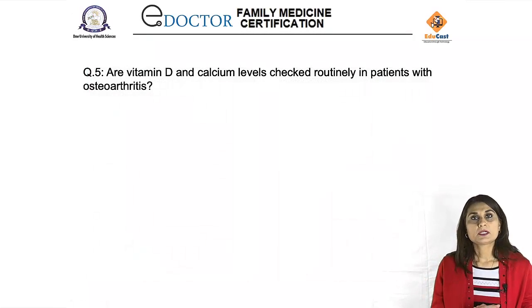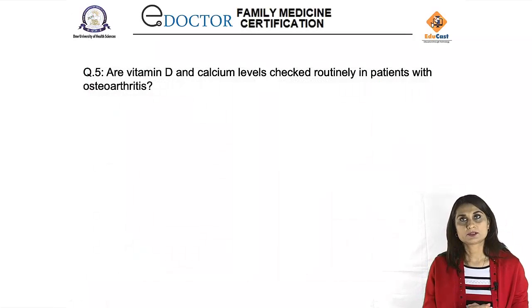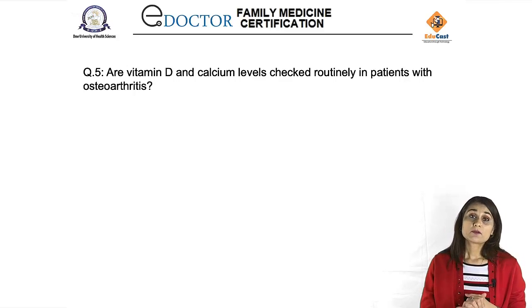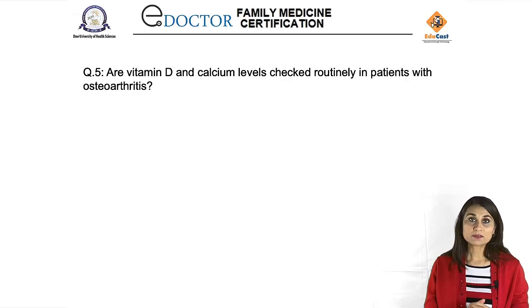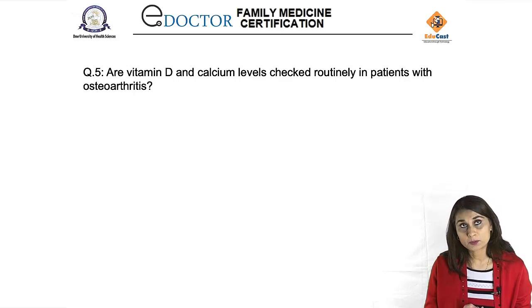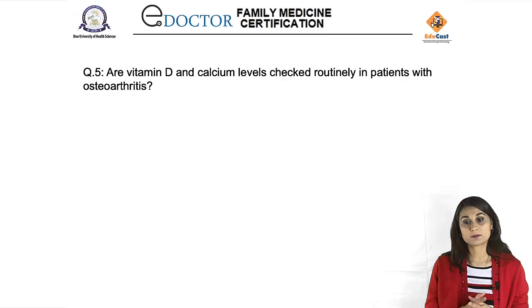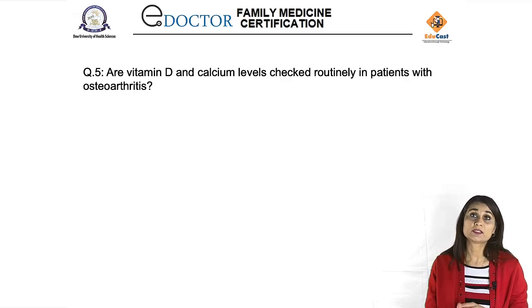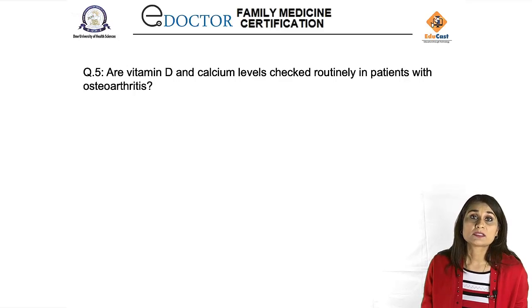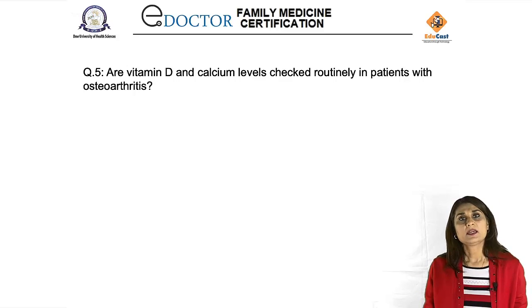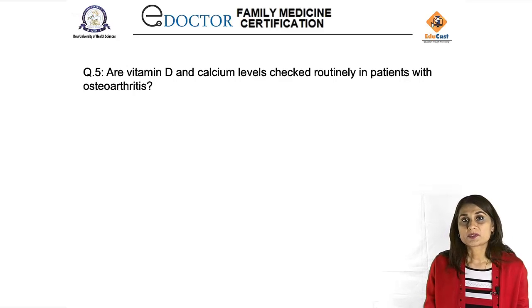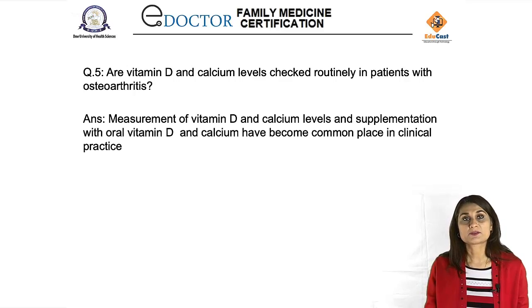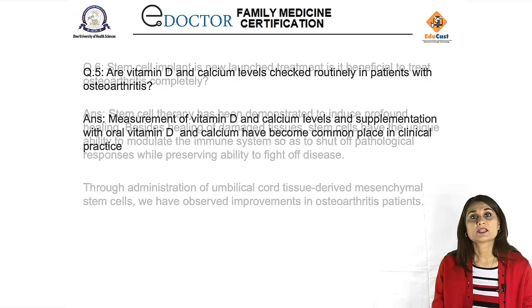Question number 5. Are vitamin D and calcium levels checked routinely in patients with osteoarthritis? Measurement of vitamin D and calcium levels and supplementation with oral vitamin D and calcium has become commonplace in clinical practice. So yes, we are routinely checking these two levels in patients with osteoarthritis and rheumatoid arthritis, as a yearly checkup. Patients are checked for that. It's a routine scheduled thing now.